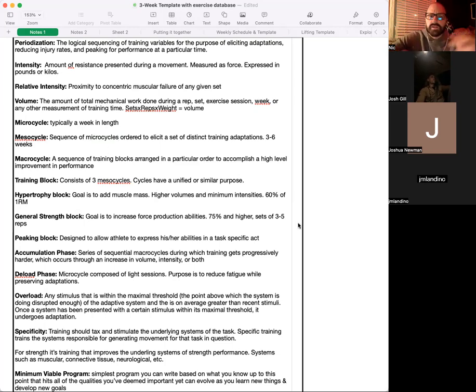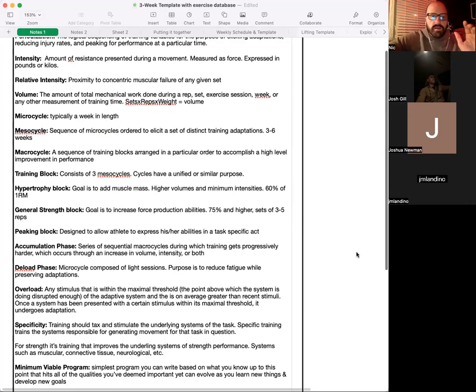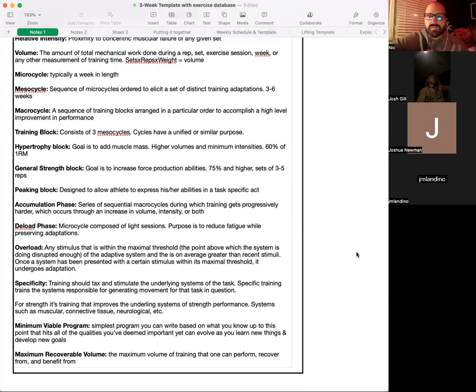And then a macrocycle is just training blocks of range. These are your mesocycles that we train long term. They're months to even years. Okay. A training block is 3 mesocycles. I like to reduce these blocks down to, we have a hypertrophy block, a general strength block, a peaking block. These are traditional terms that they use. What that means is that we would focus on putting on size for an extended amount of time, or strength for an extended amount of time.